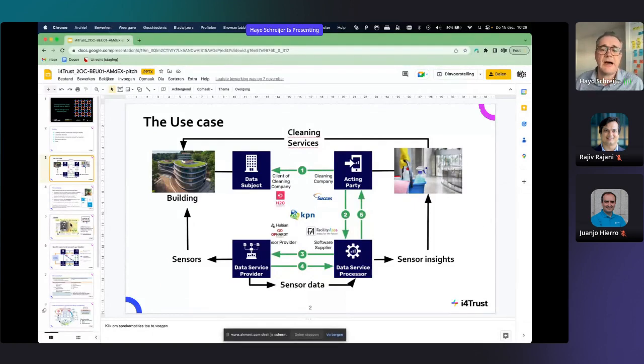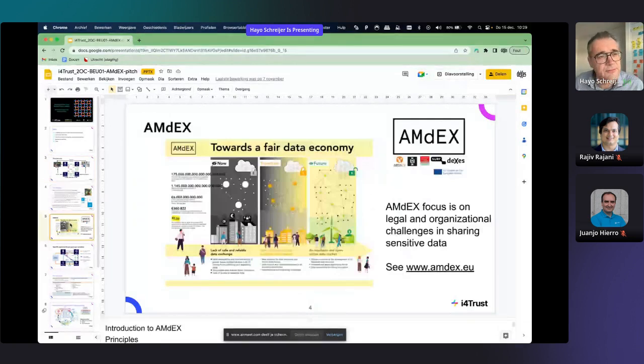Another picture, Amdex, which is actually an initiative that is already 4 years on its way. Amdex is the Amsterdam Data Exchange. It's an ecosystem which should make it easy to share sensitive data. We started in the Amsterdam area, but it's a national initiative in the Netherlands to make data sharing easy.